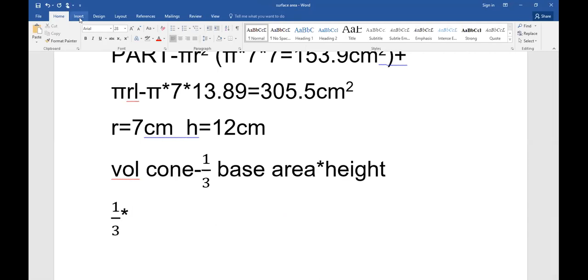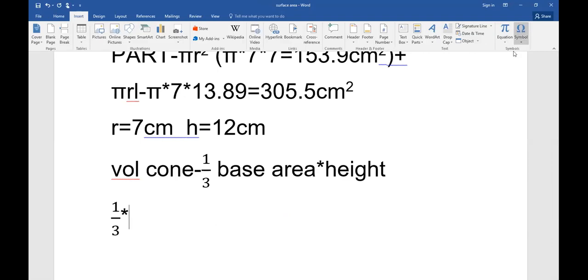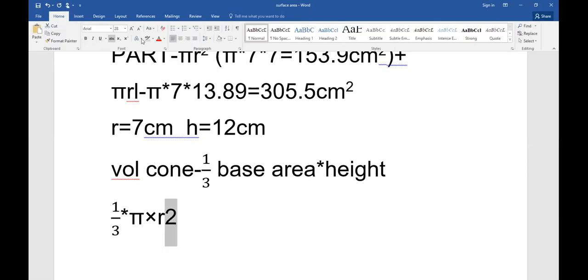Pi r squared. So pi times radius squared and then times the height. So it is one third pi r squared h. So we can now remove times because it means the same thing. That is how you find the volume of a cone.